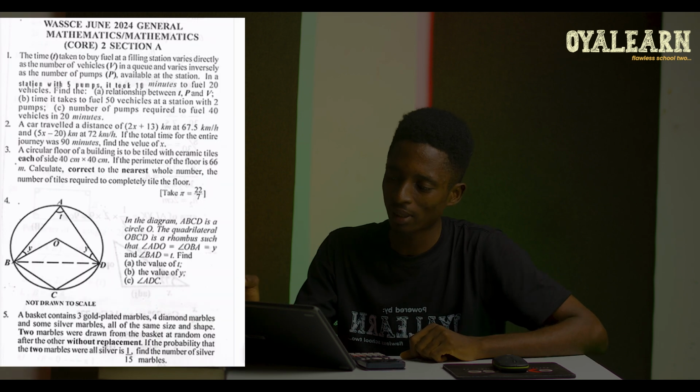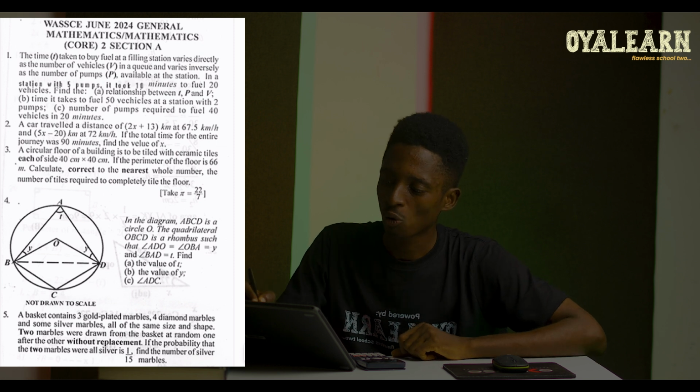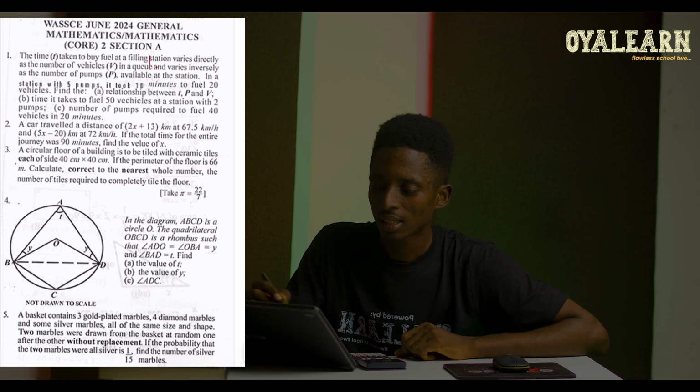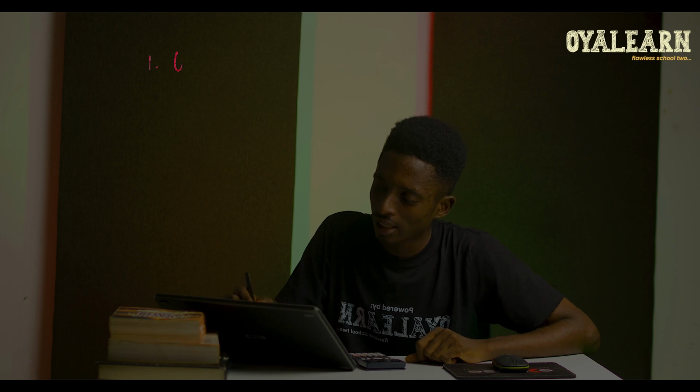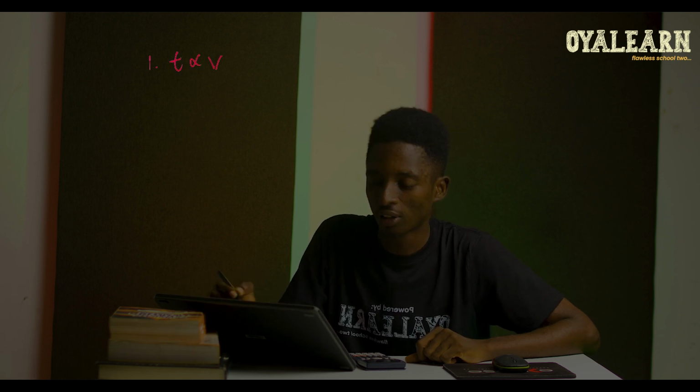So we'll be attempting to solve Section A questions here in under 30 minutes. The questions are displayed on the screen. Question 1 states that the time taken to buy fuel at a filling station varies directly as the number of vehicles V in a queue. That is, T varies directly as V.